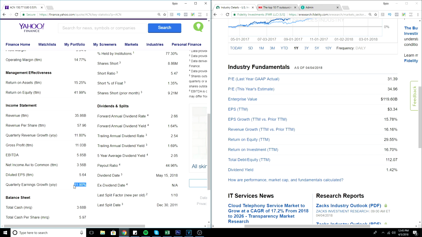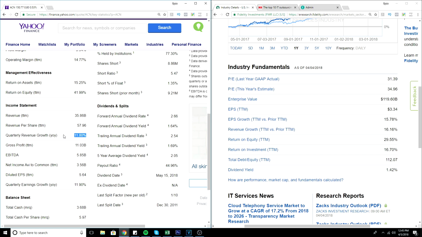And then let's look at the revenue growth. The revenue growth average was 16.16% for the industry, and for Accenture, that was 11.8%. Now, one thing I will say here is that the industry average statistic is using the 12 trailing months versus the prior 12 trailing months. And looking at Yahoo Finance, this is just quarter over quarter, from this most recent quarter to that quarter 1 year ago.